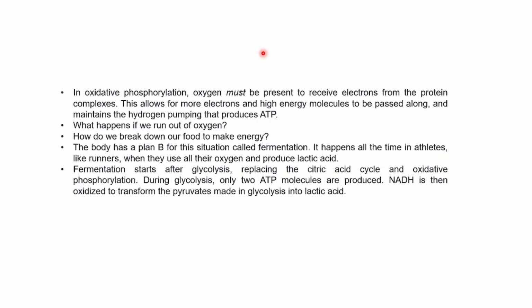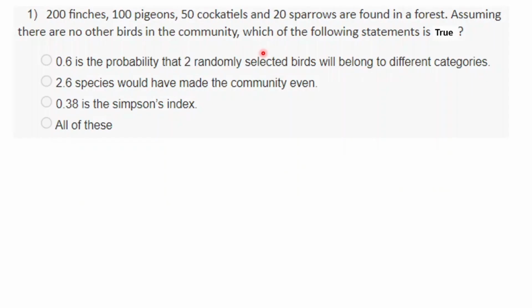Fermentation starts after glycolysis, replacing the citric acid cycle and the ETC, or the oxidative phosphorylation step. Obviously only two ATP molecules are produced in anaerobic respiration, and either lactic acid or ethanol is formed. There are two fermentation processes: lactic acid fermentation or ethanol fermentation. With respect to humans, lactic acid fermentation is the one happening. So we'll move on to the next question.